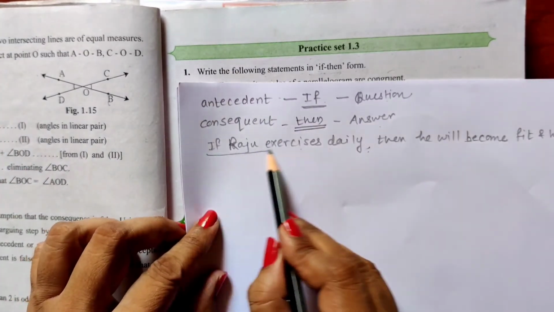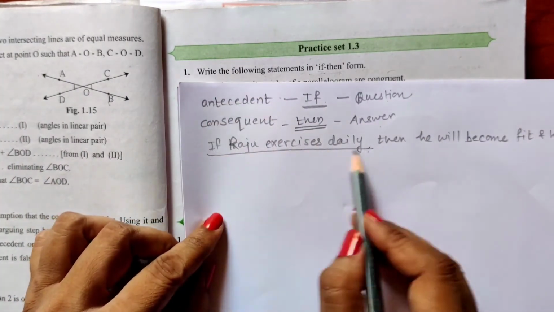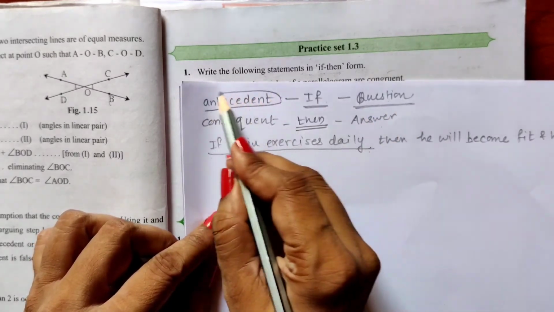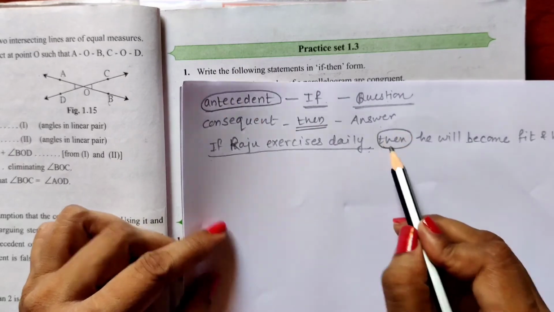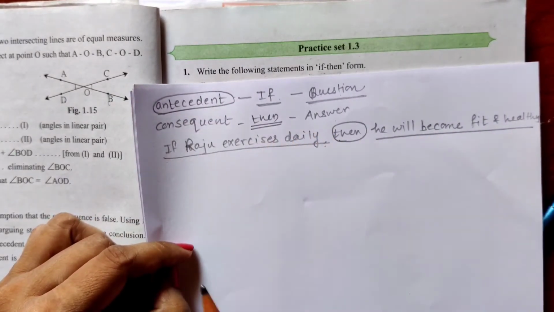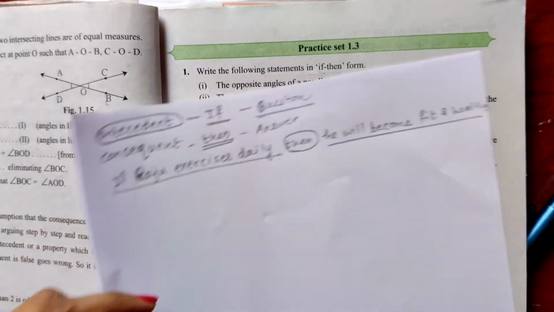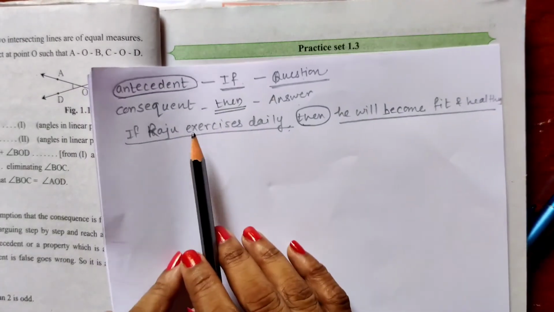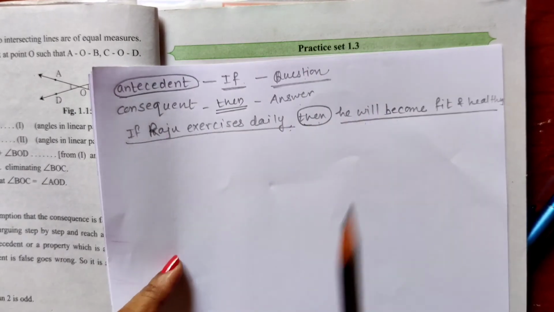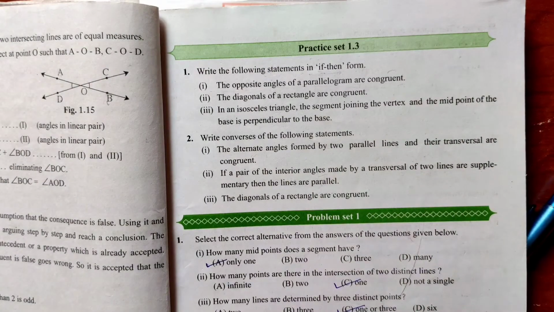So after if, the question or the sentence written is the question. This is known as the antecedent. And after then, the statement written is the answer of this question. So in this way, we have to form a question and its answer. That means the if-then form of the sentence. So let us see the first sentence.